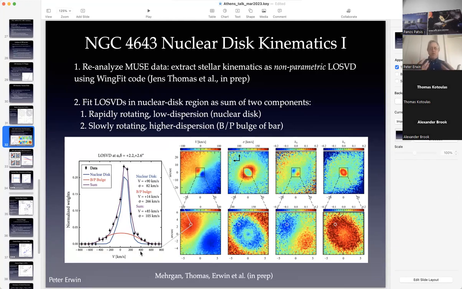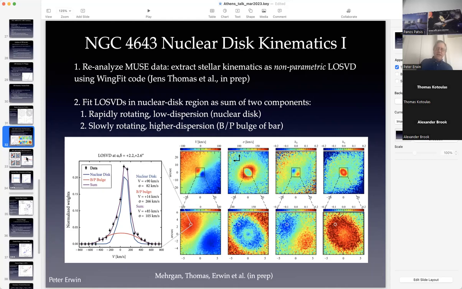Once we've got this, we can try fitting it. Our hypothesis is we've got a nuclear disk, low dispersion, high velocity, and a boxy peanut bulge, low velocity, high dispersion. So we want to see if we can fit the LOSVD with these two components. And that's what's going on in the left-hand panel. The broad red is the BP bulge component, low velocity, high dispersion, almost 270 kilometers per second. The narrow blue structure is the nuclear disk component, higher velocity, low dispersion, only about 80 kilometers per second. And you can see it actually does a pretty good job of matching the data.